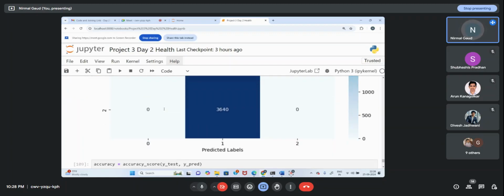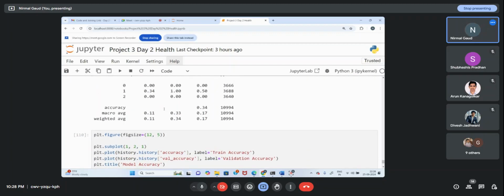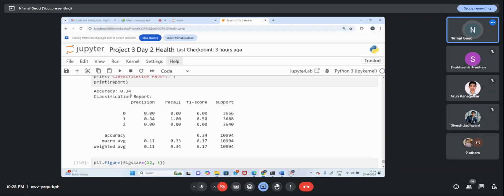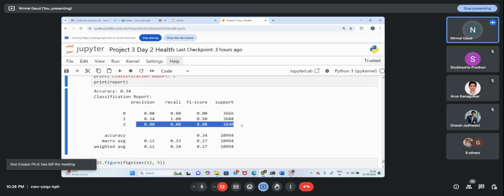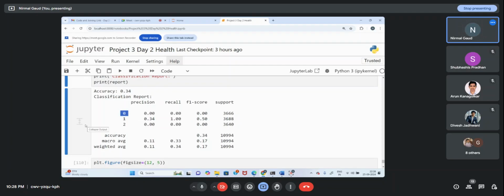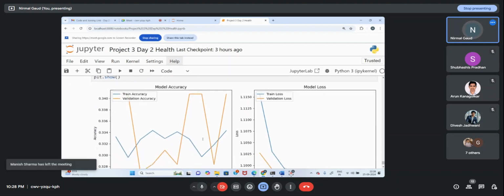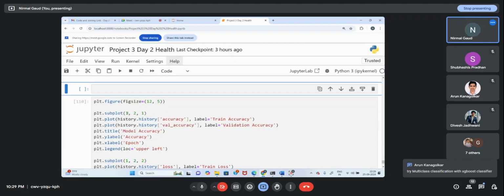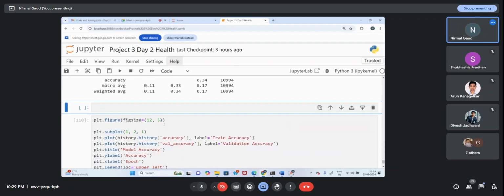I drew the heat map and the confusion matrix also, but nothing is clear from it. In the classification report, accuracy is 34%, and precision and F1 are 0 for class 0, and for class 2 also everything is 0. That means my model is unable to recognize these classes; it cannot classify them. So this model is an absolute failure, and I also plotted accuracy and loss.